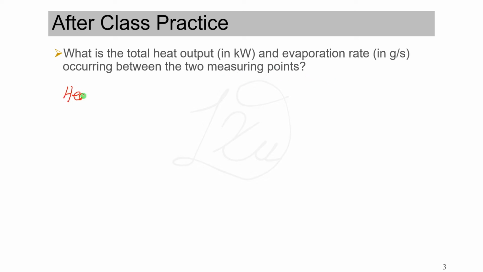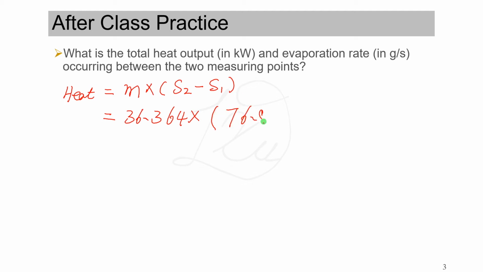So heat equals mass flow rate times the change in sigma heat. That equals 36.364 times sigma heat at the end of the roadway, which is 76.8, minus sigma heat at the beginning of the roadway, which is 67.1. So that equals 352.7 kilowatt.